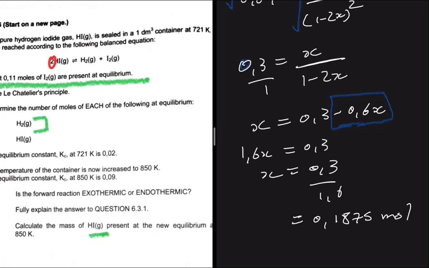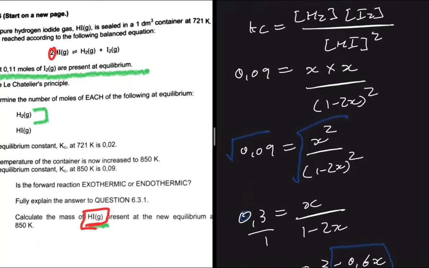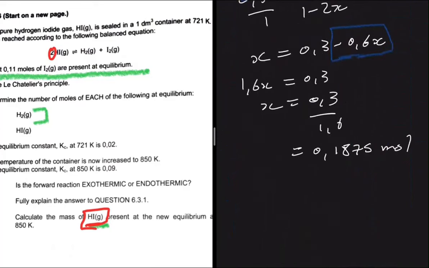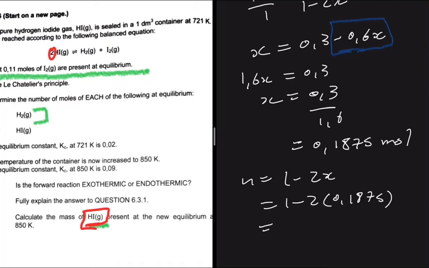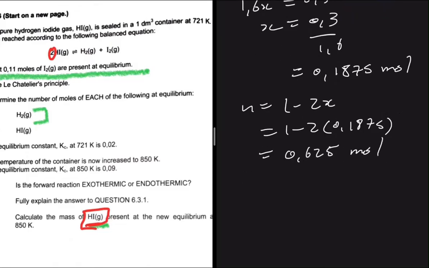But we're not looking for x, we're looking for the mass of HI present at new equilibrium. So let's go ahead and find the number of moles of HI at equilibrium. It's 1 minus 2x, but we now know what x is. It is 0.1875. So what is the number of moles? I'm getting 0.625, right? So we have the number of moles of HI at equilibrium.